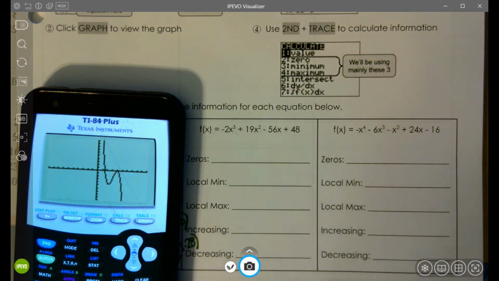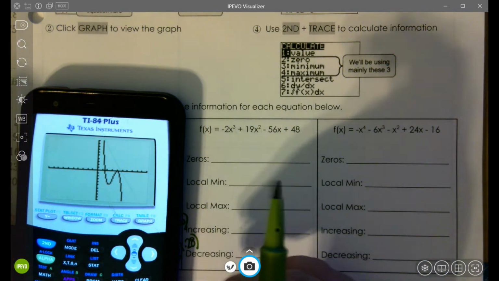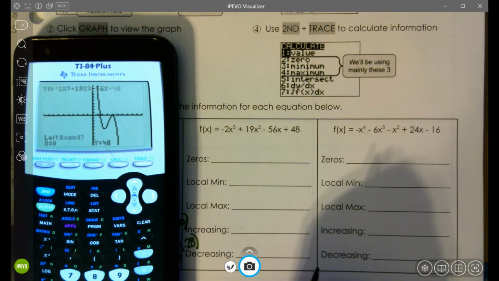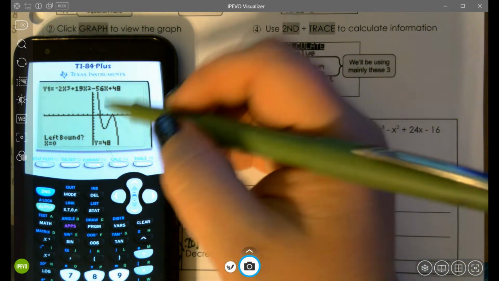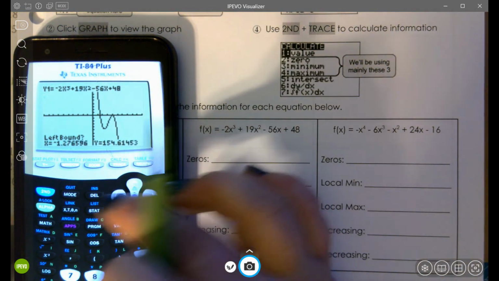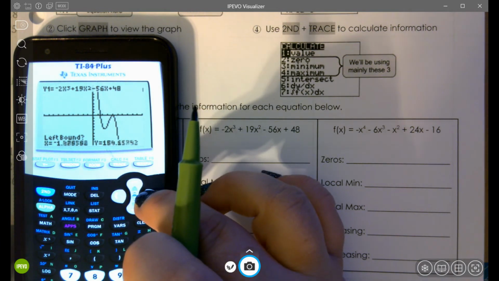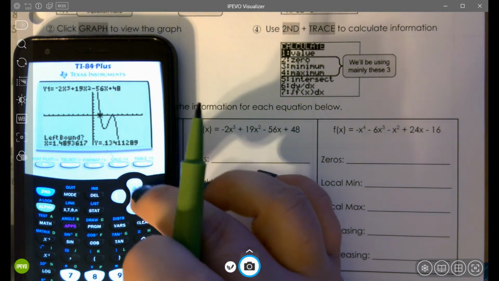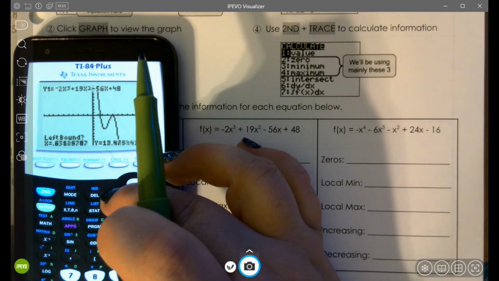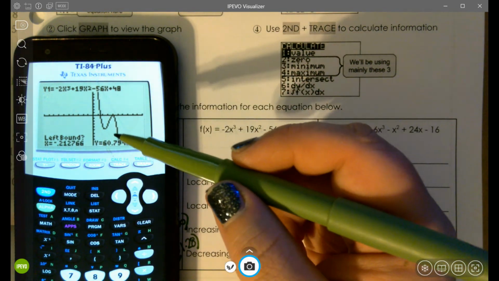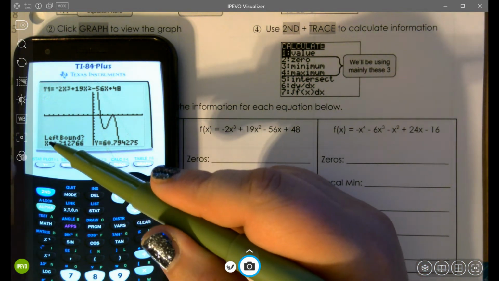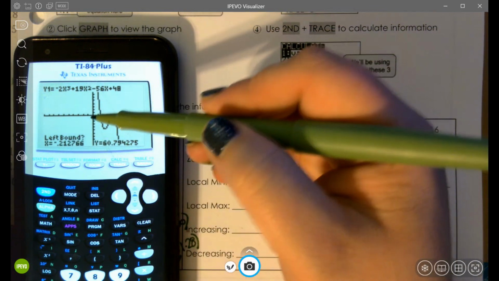Okay, so we're going to find the zeros first. Second, trace, go to the zero. It says left bound. It looks like I've got one here and one here. So I'm going to scroll over to the left. Okay, there we go. Actually, I'm going to go back for a second. I don't see my cursor anywhere on here. What you have to do is look at your x value. It says negative 0.2. That means you're right here.